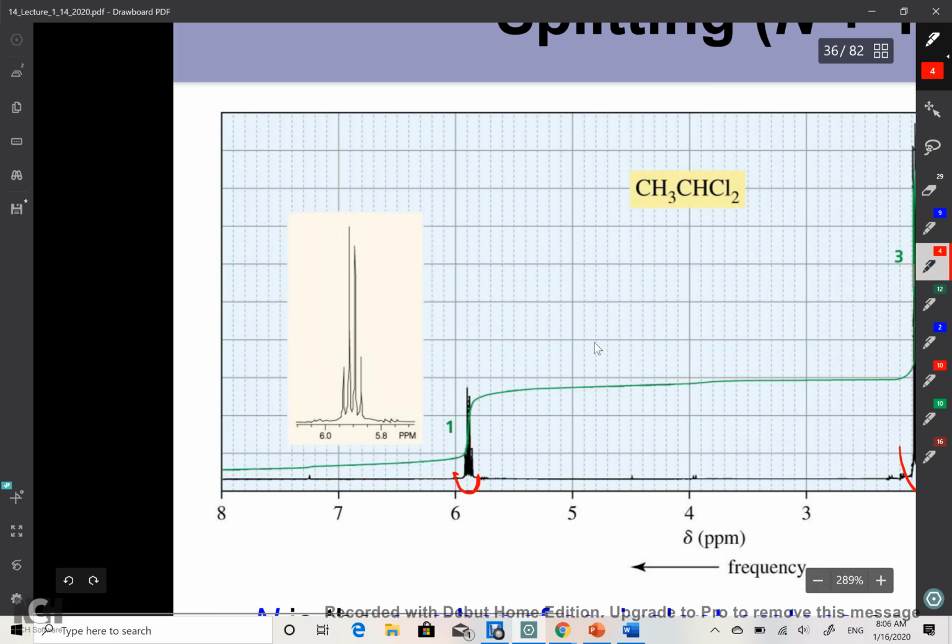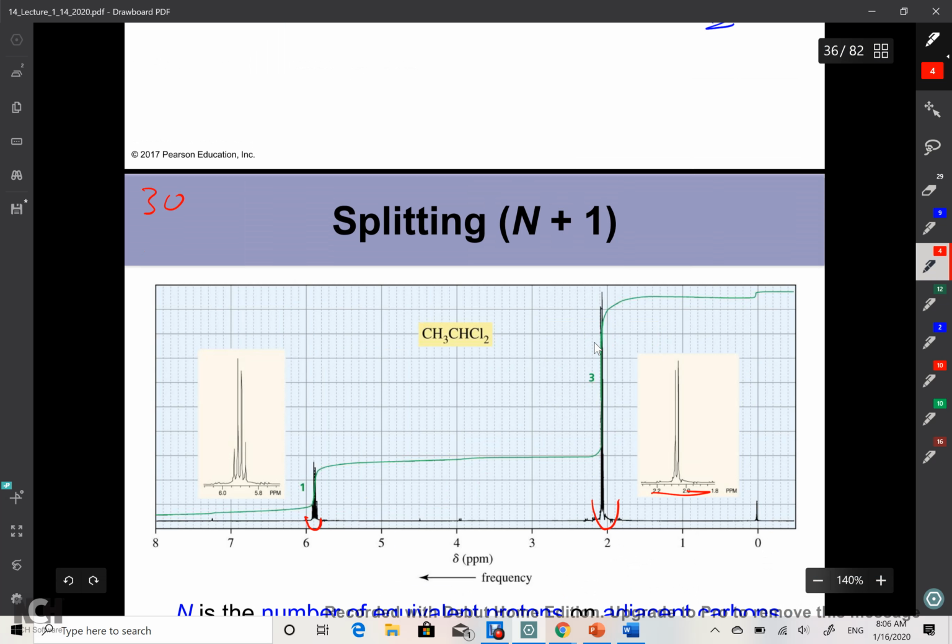We refer to that as splitting. And the splitting pattern is given by the formula n+1. And n in the formula stands for the number of adjacent protons. Does that make sense? N stands for the number of adjacent protons. Yes, question. You said what proton? Adjacent. Oh, okay.